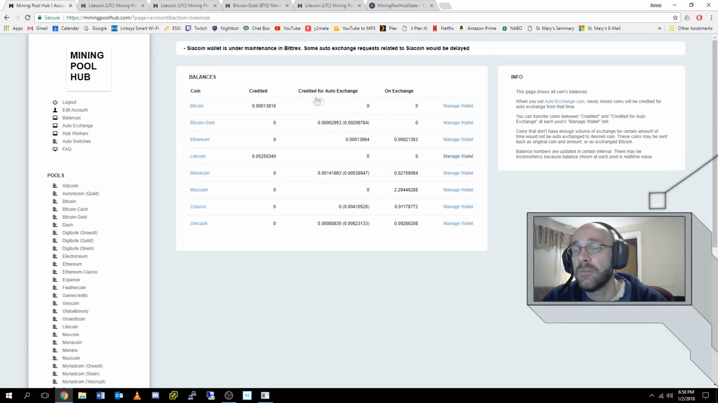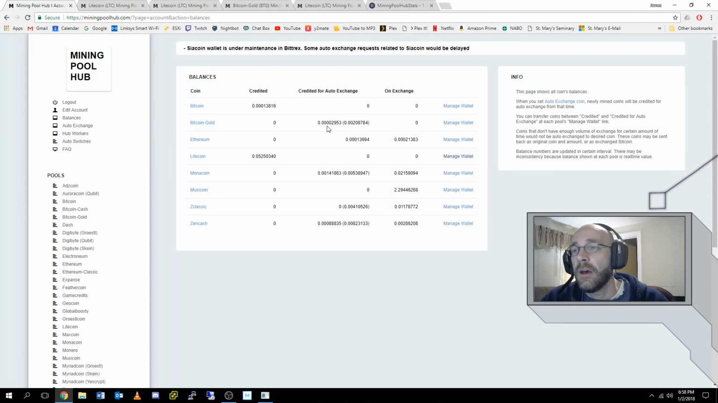That's the third column, credited for auto exchange. So this is sort of an intermediate zone, if you will. It's the 50-yard line. What we have here is, let's look at Bitcoin Gold because there's two numbers, okay?